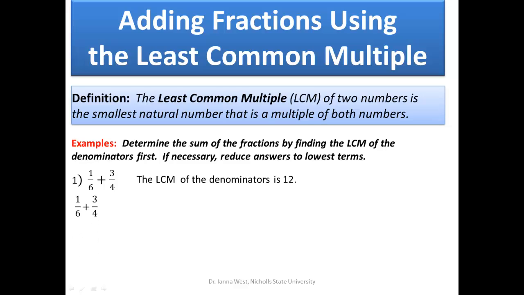So in order to add these two fractions, we must determine a number that we multiply over itself times the first fraction in order to get 12 in the denominator. That number would be 2 over 2, which is the same thing as multiplying by 1. So we will multiply 1 over 6 by 2 over 2.